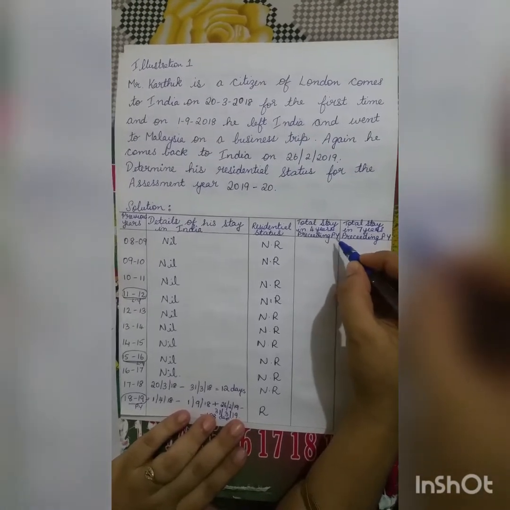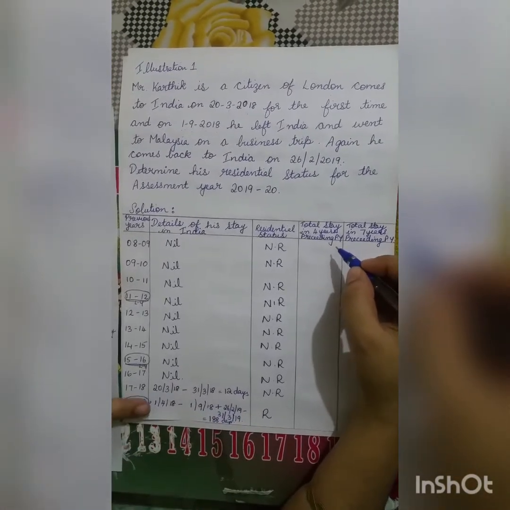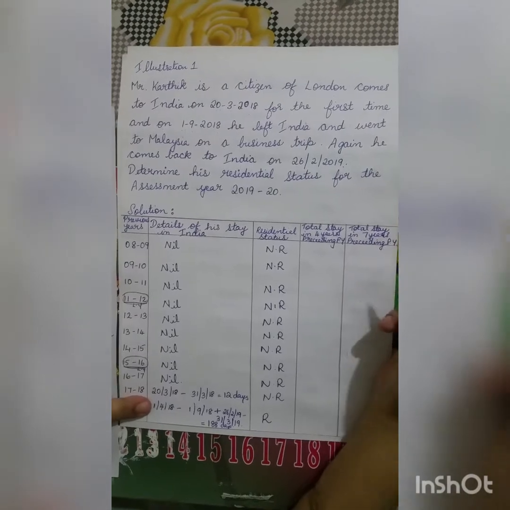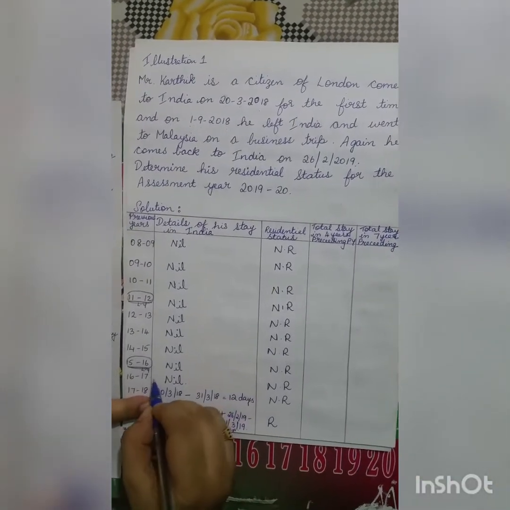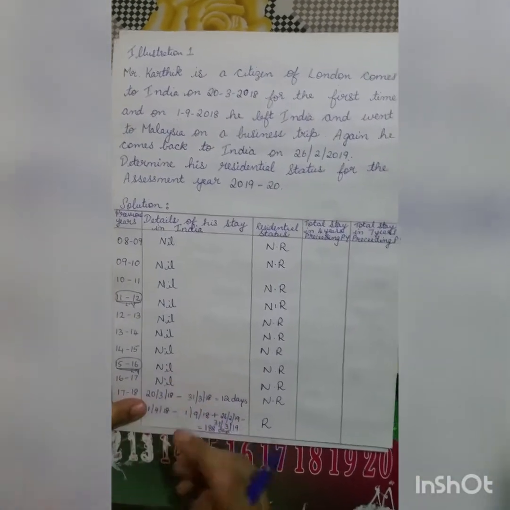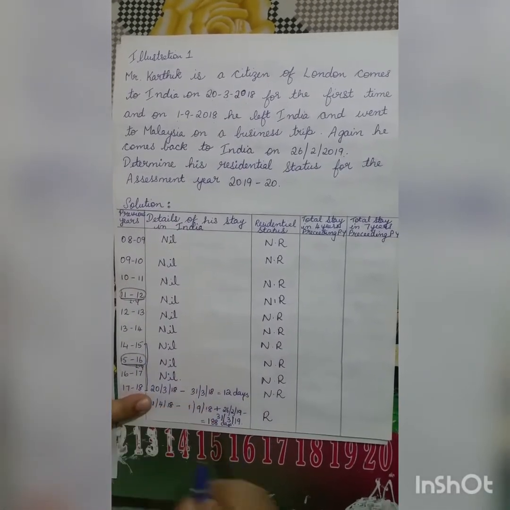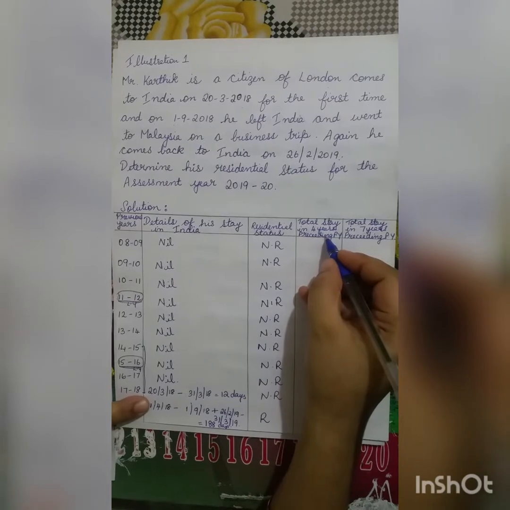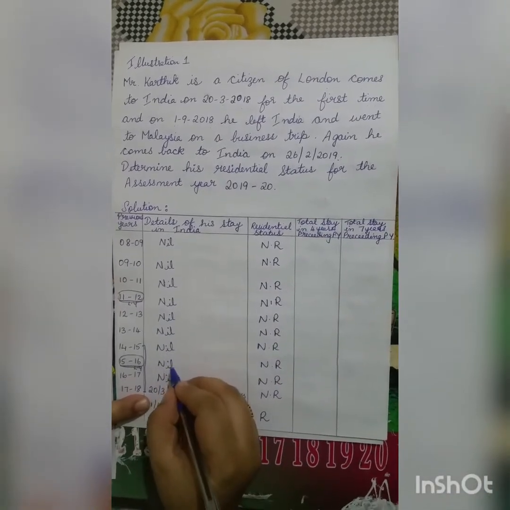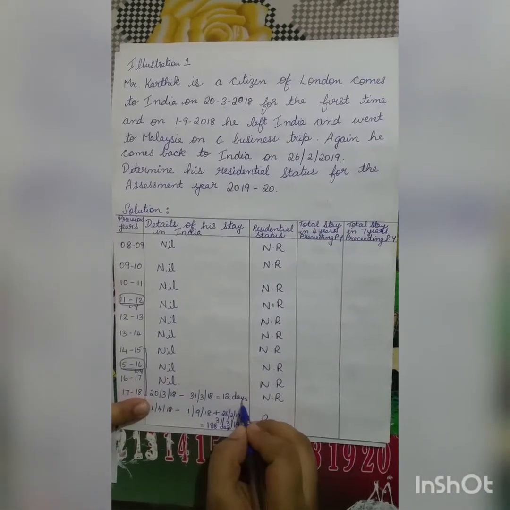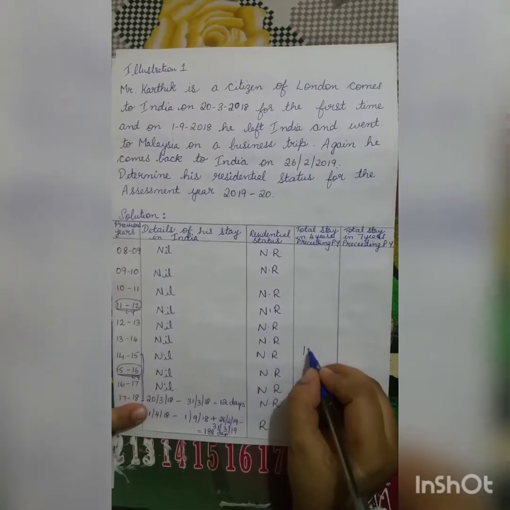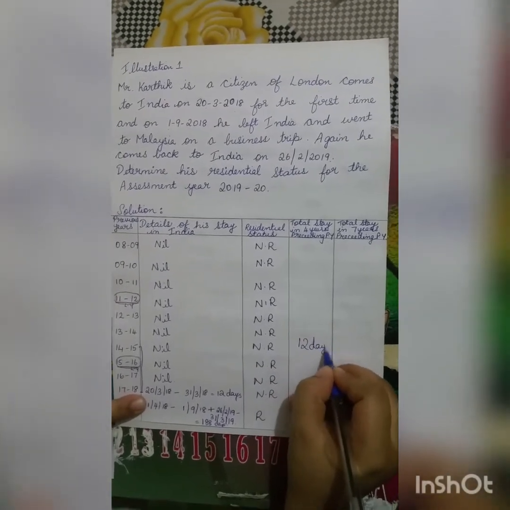Now moving on to the next column, which is computing the total stay in 4 years preceding the previous year. Preceding the previous year means leave the year 2018-19, which is your previous year. 4 years above that, 1, 2, 3, 4, which means from 2014-15 till 2017-18, the total number of days he has stayed is, see, he is nil for all these 3 years. Only in 2017-18 it is 12 days. So write over here as 12 days.